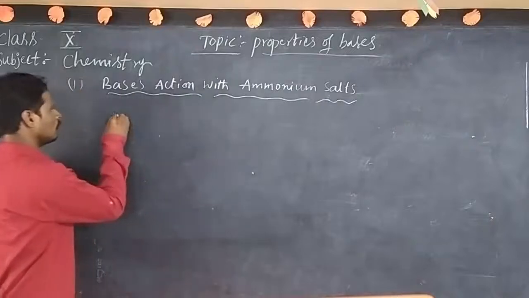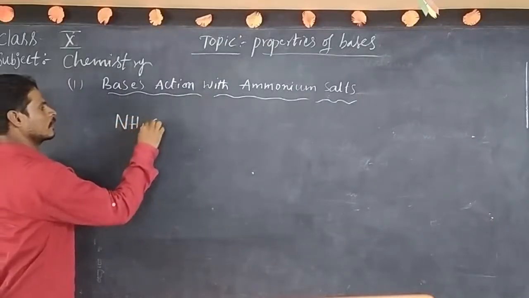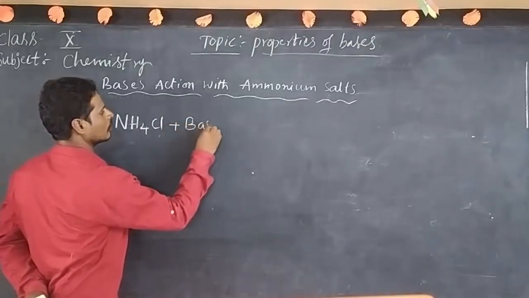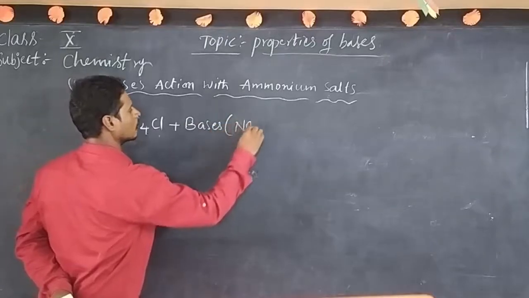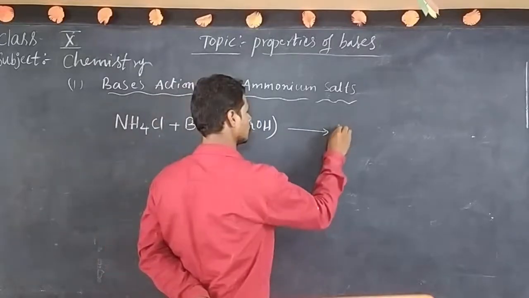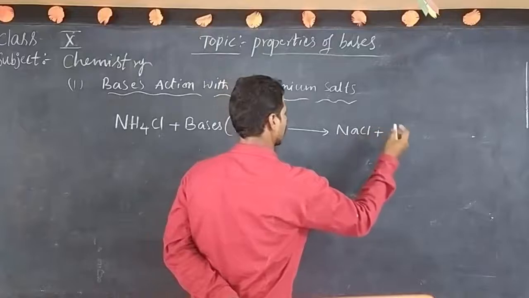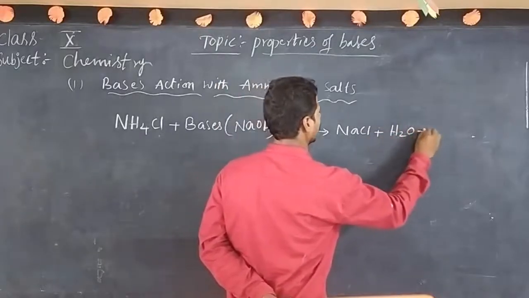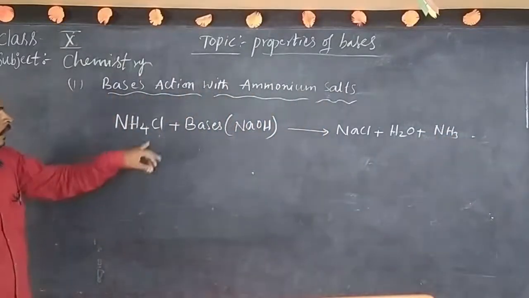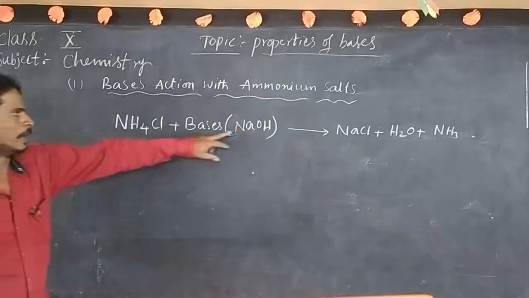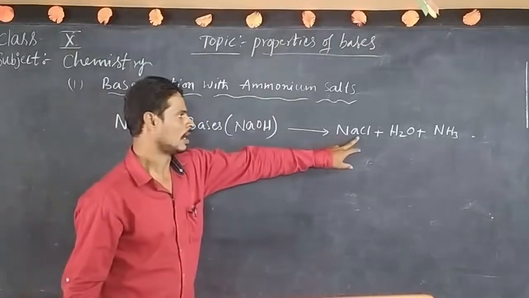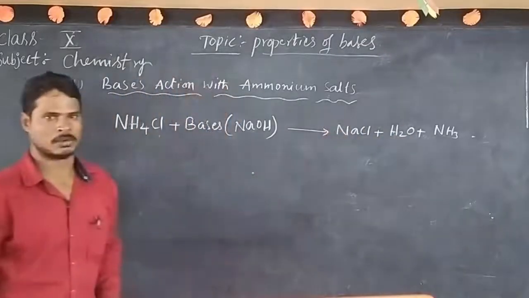Whenever ammonium salts react with the bases, take any base, for example sodium hydroxide, to form salt plus water plus ammonia. Here also we have an ammonium salt and a base. Bases react with ammonium salts to form salt, water and an ammonia molecule.